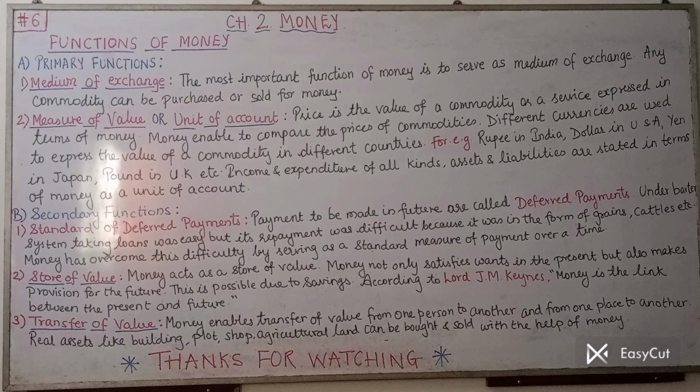I revise in short. In today's lecture we discussed functions of money, among which there are two primary functions: medium of exchange, and the second one, measure of value or unit of account. Then among secondary functions we saw three types: standard of deferred payments, then store of value, and the third one was transfer of value. So that's it for today. The remaining contingent functions we will be discussing in the next lecture, because otherwise the lecture will be too lengthy.